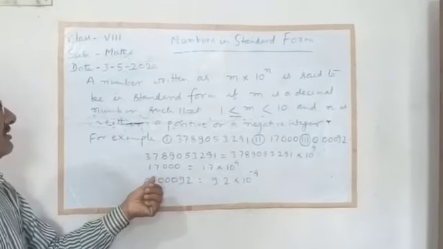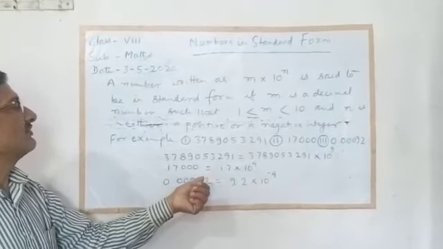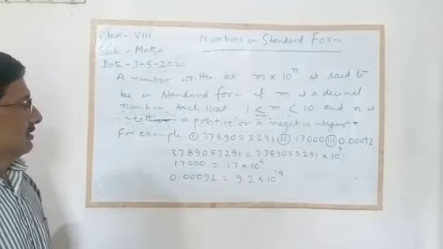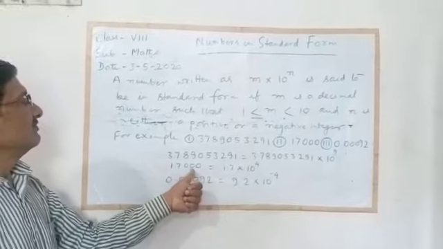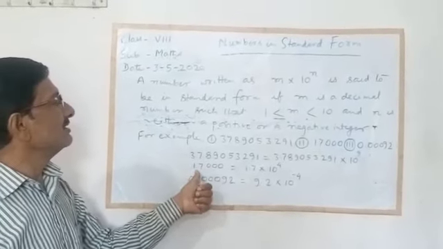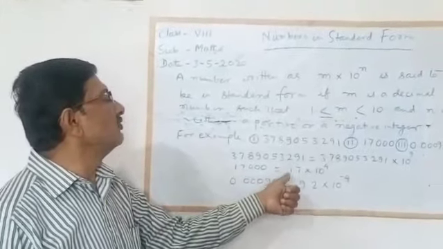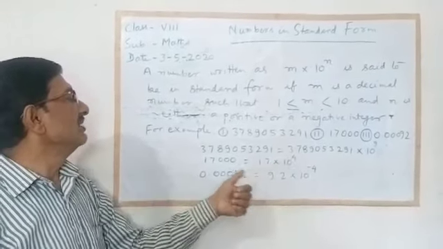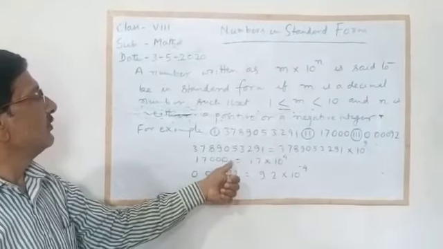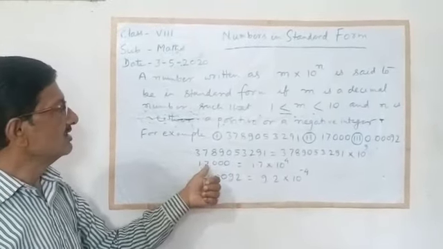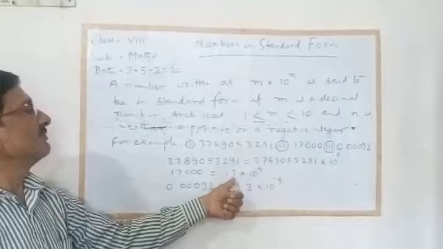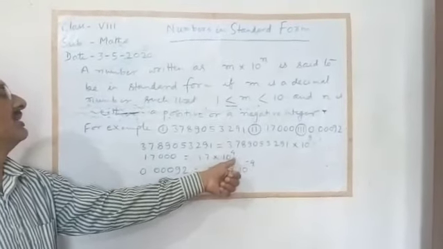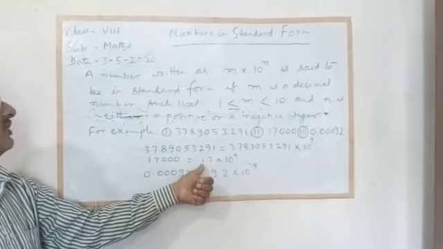17,000. So how to write it in a standard form? Here also we have to put the decimal 4 digits behind it. So that will be equal to 1.7 into 10 to the power 4. We have shifted the decimal 4 digits back. So 1.7 into 10 to the power 4 will be the number in a standard form.